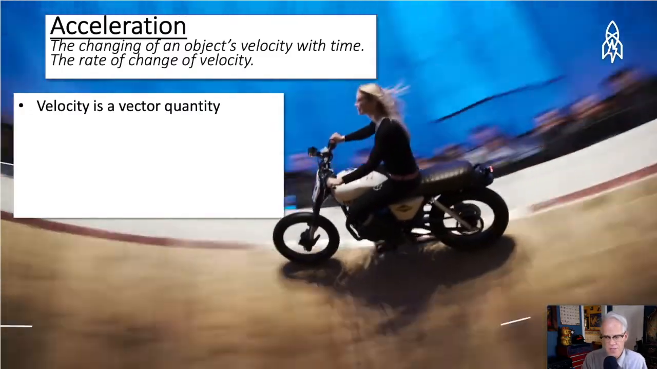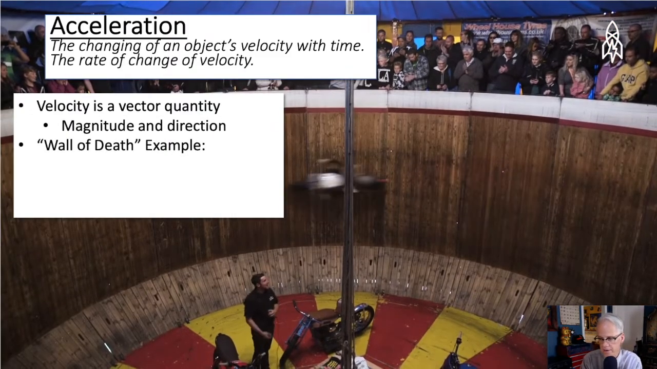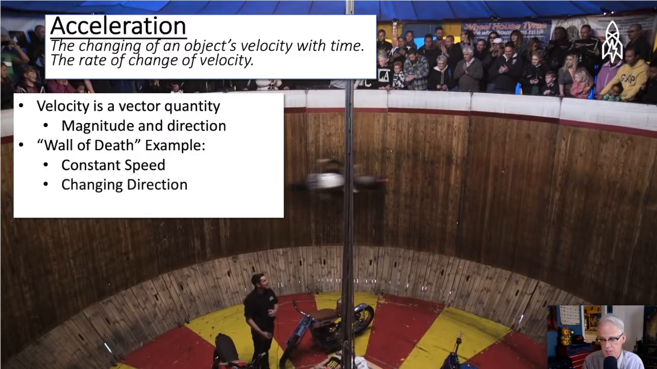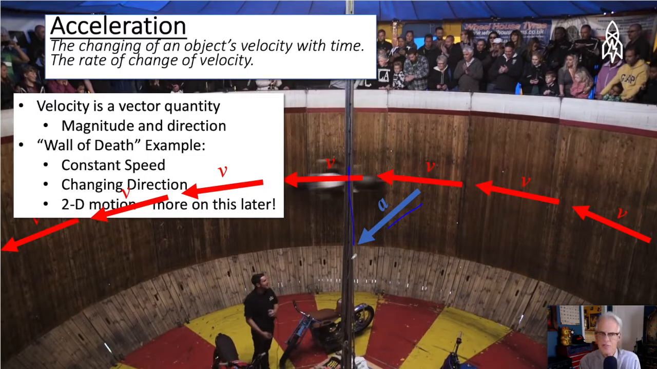Since velocity is a vector quantity, it has magnitude and direction, and here is the wall of death example. She is driving her motorcycle at a constant speed, but she is changing the direction. She's going in a circle. And actually, in this case, the acceleration vector is going to be pointing towards the center of that circle. Now, this is two-dimensional motion, and we're going to look at this in great detail later.